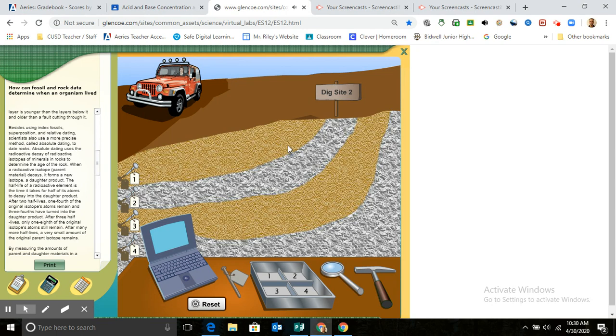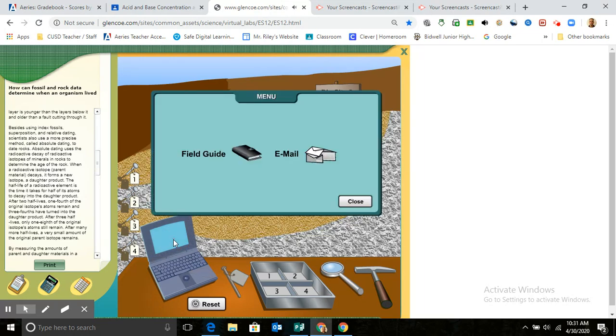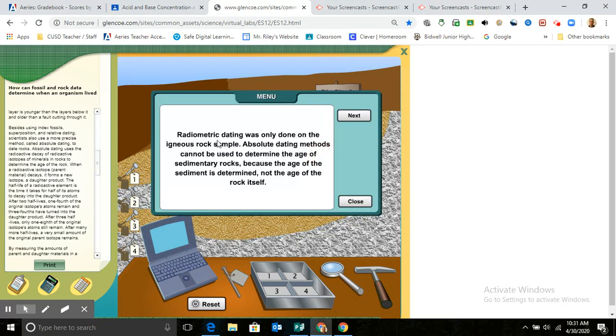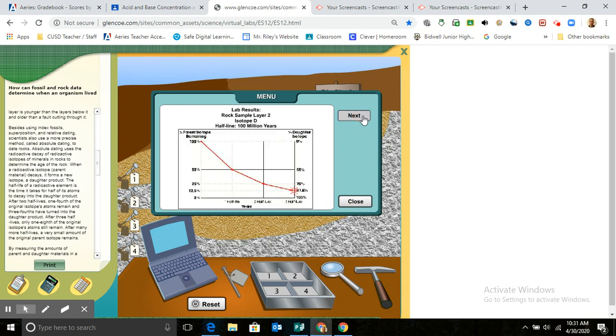Expect the radiometric dating data in about 2 weeks. Check your email from the Geochronology Lab often. Okay, so she's going to drive away. And when she drives away, I can go check my computer and check my email. Okay, it was only done on the igneous rocks, okay, because the age of the sediment doesn't really matter. So I'm going to go to next.